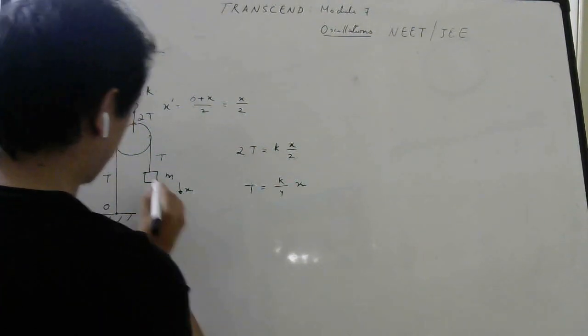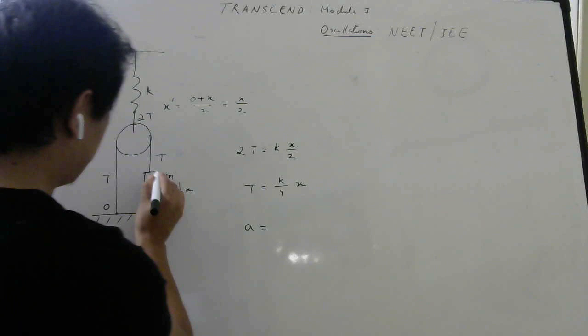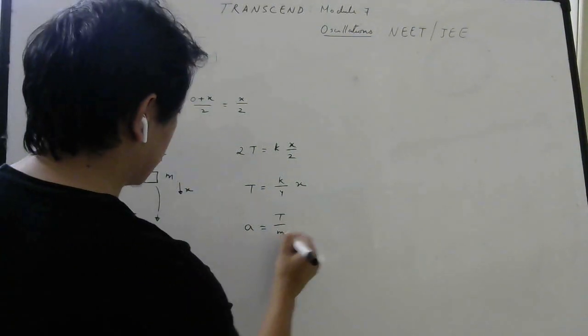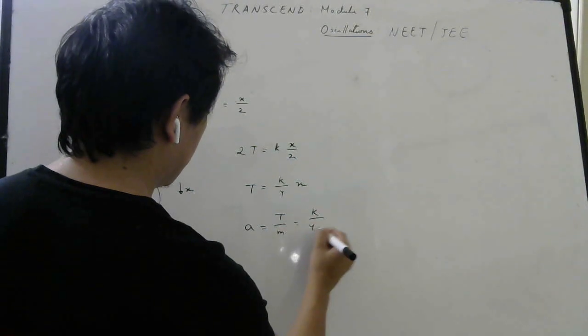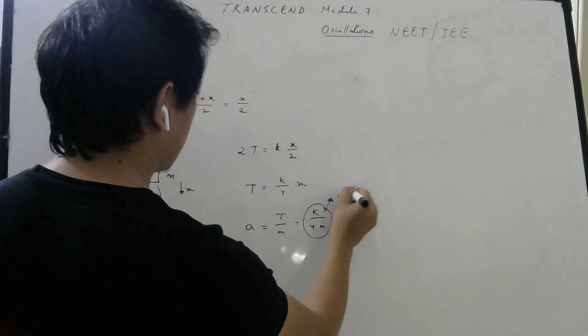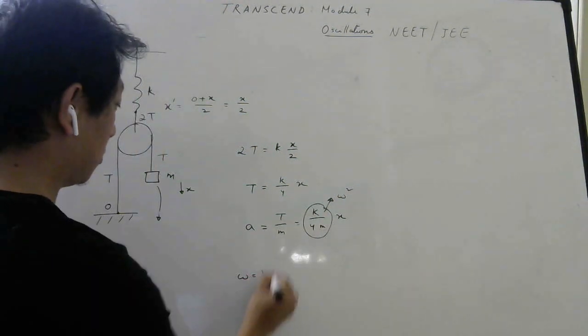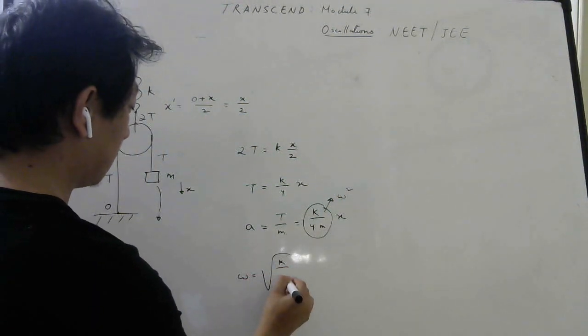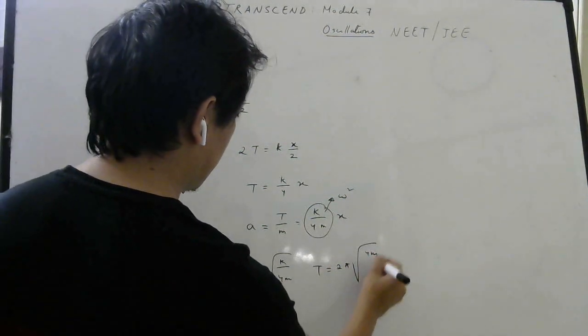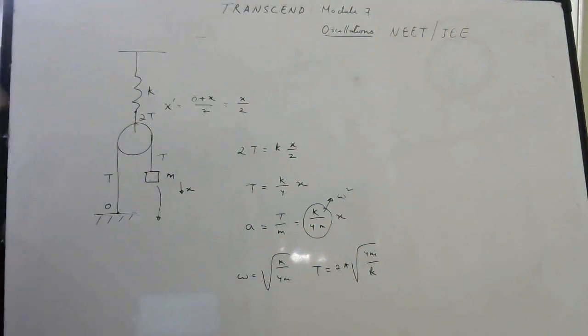So now we have to find the acceleration of this mass. That will be the force on this mass, which is T, not 2T, okay, mind you. So tension by mass, so it will be k by 4m into x. So this will be your omega square. So omega will be root over k by 4m. Time period will be 2 pi by omega, so root over 4m by k. Right?